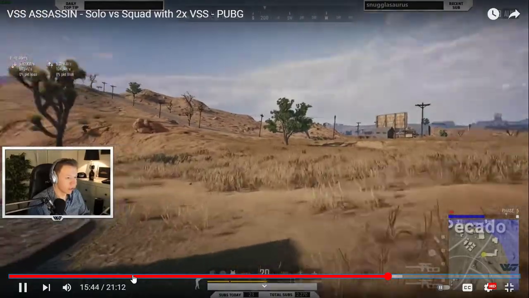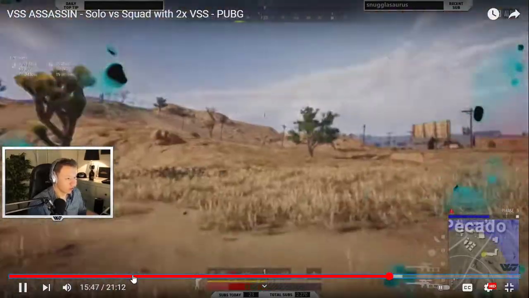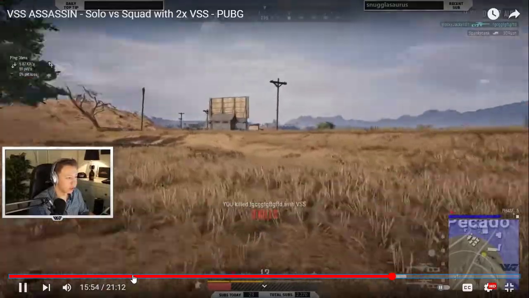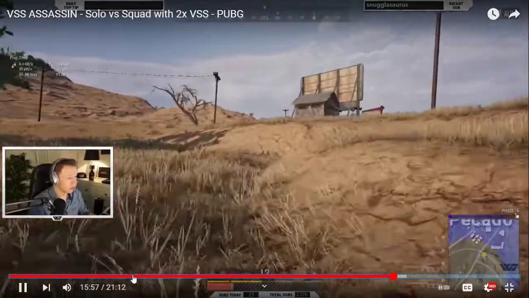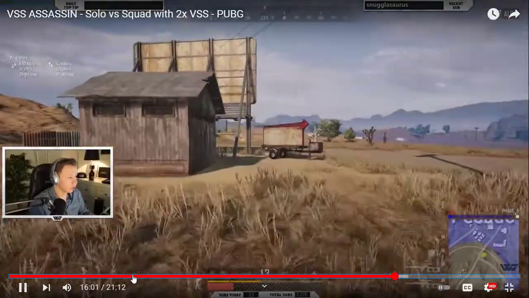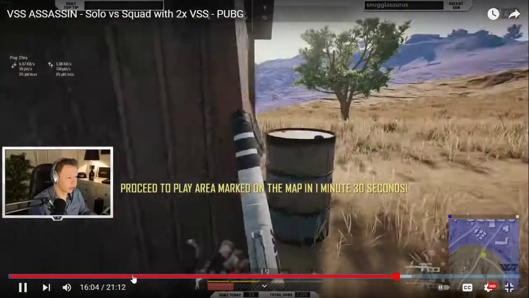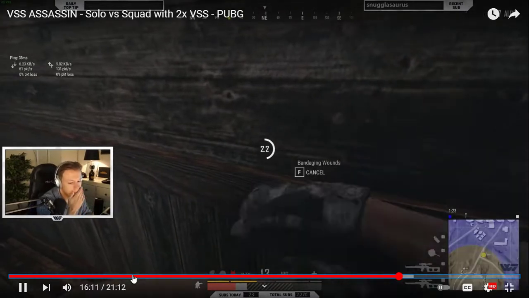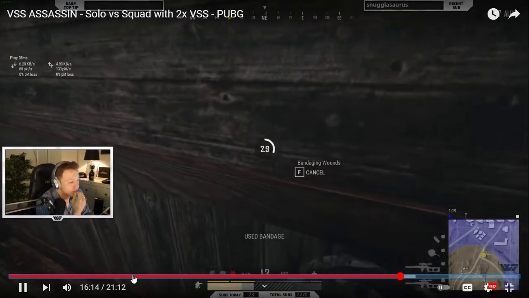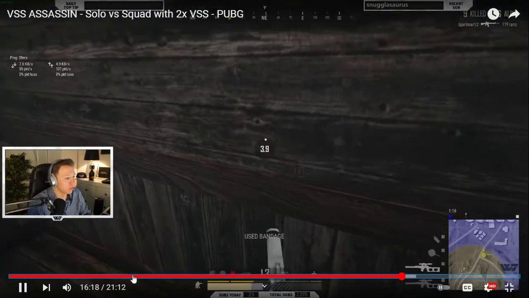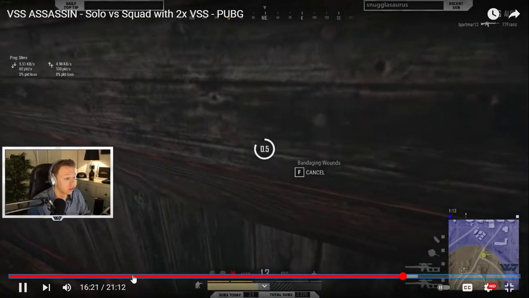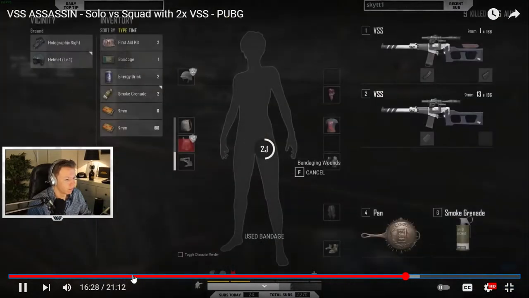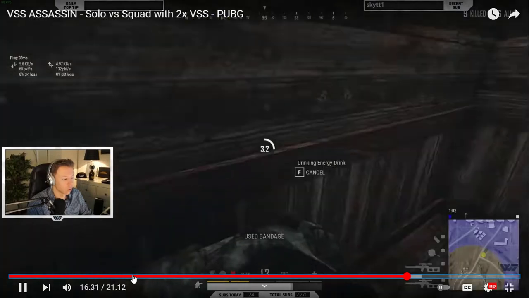I should probably run without my guns out. Oh boy. I got too surprised by that. Almost died because of it. You know what? Just YOLO this shack. There's not gonna be a guy in here, right? And another circle like this? Wow. This is rough. This is rough, guys. The game doesn't want me to win a double VSS solo versus squad on Miramar.